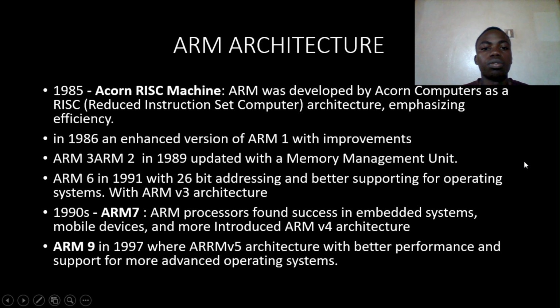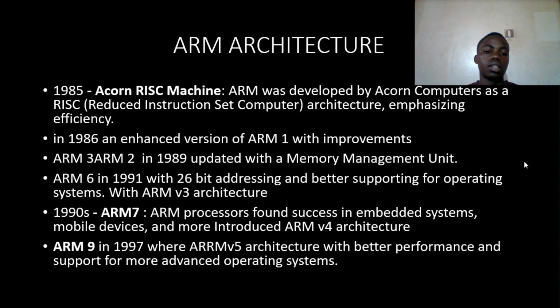Going to the evolution of the ARM architecture, in 1985 we see the first RISC machine, which was produced by Acorn Computers, and it was called the Acorn RISC Machine. In 1986, 1 year after, we see ARM1. Then 3 years after, in 1989, we see ARM2 and ARM3, which was introduced with a memory management unit as a main characteristic. Then look at ARM6 in 1991 with 26-bit addressing.